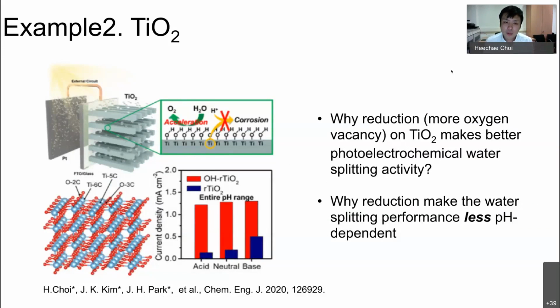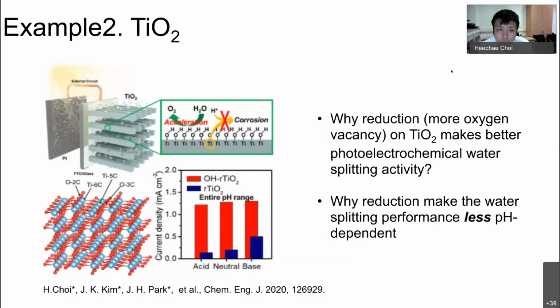And I started this theoretical analysis by observing a very interesting thing. The first one is when we reduce the rutile TiO2 further, I mean, reduction means more oxygen vacancy on TiO2, and then TiO2 becomes much more durable against corrosion. As you can see in the figure, the corrosion of TiO2 occurs by a reaction between the H+ proton and the substrate, the Ti atom.